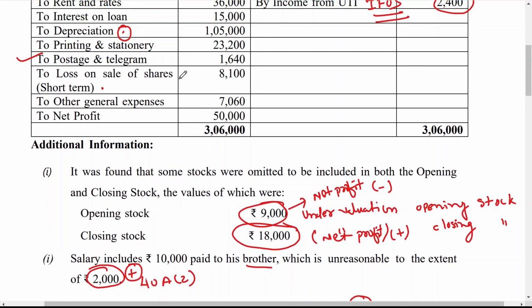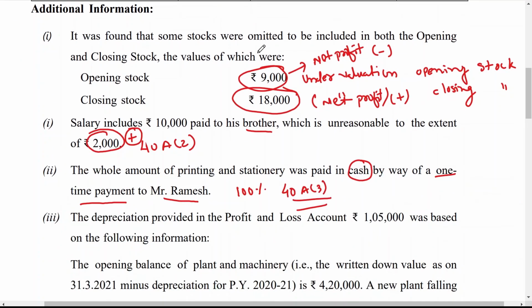So here the printing and stationery amount is 23,200. So obviously it is more than 10,000. So the whole amount of 23,200 will be added to the net profit.